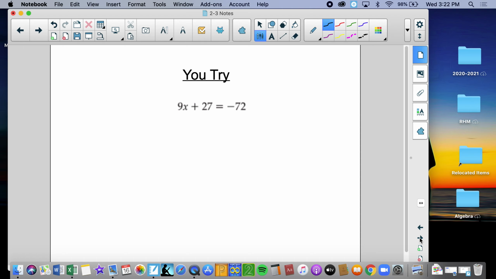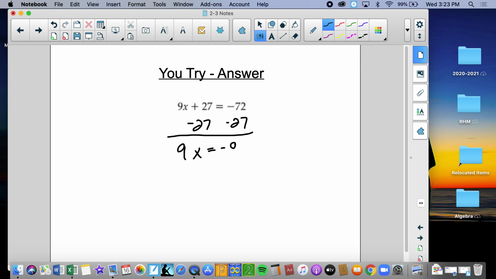What I'd like you to do right now is try this one. Pause the video, show your work, make sure that you are writing the same steps that I am writing. Your work should look identical to mine. When you're ready, you may pause it, and then when you're ready, hit play. So in this one, we're going to subtract 27. We get 9x equals negative 99. We're going to divide both sides by 9, and we get x equals negative 11. Your work should look exactly like mine.